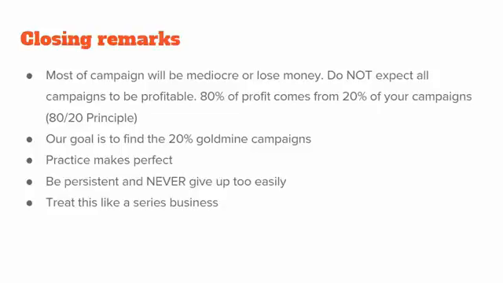So we should focus on the campaigns that are making us money, and don't sweat over campaigns that are not doing so well. So our goal is really to find the 20% gold mine campaigns. So PPC is a numbers game. So our goal should be to create as many campaigns as we can, and then find those gold mine campaigns. But I do want to mention that we should not sacrifice quality for quantity. No matter how many campaigns we are creating, we need to stick to the formula and stick to the course and make sure that we're doing things according to the course.